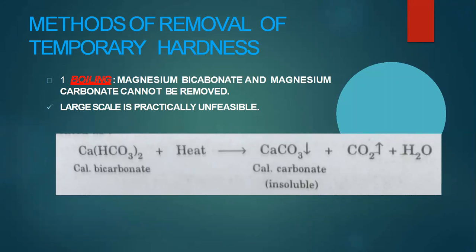When boiling, magnesium carbonate and calcium magnesium carbonate cannot be removed; this is unfeasible on a large scale. For example, when we heat calcium bicarbonate and start boiling, what happens? It precipitates in the form of calcium carbonate. CO2 is liberated and water is left behind. What does this type of arrow mean? It means the compound gets precipitated, and this is CO2 which gets liberated.